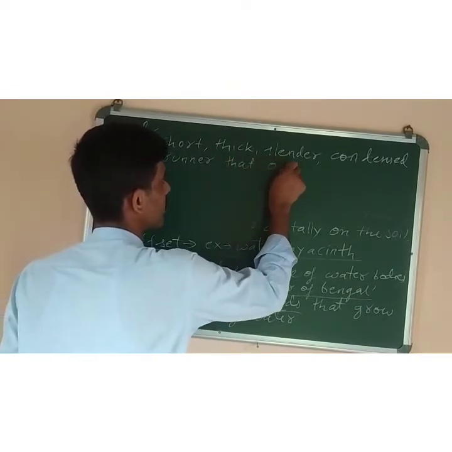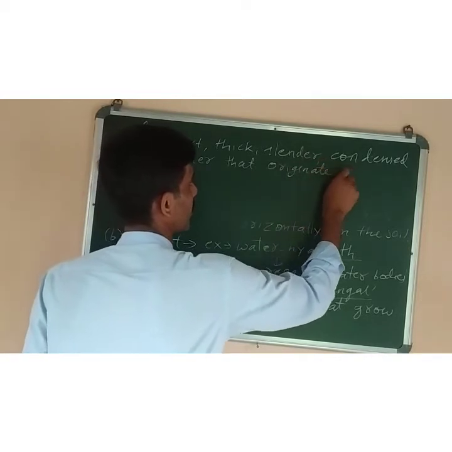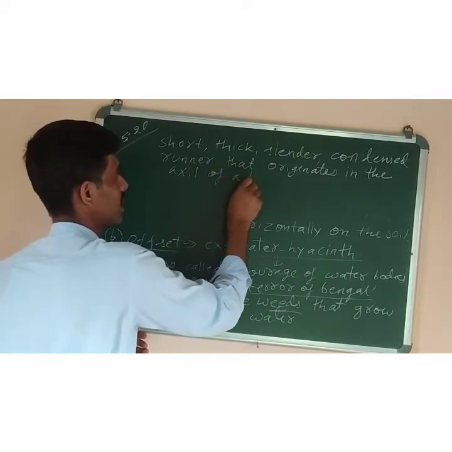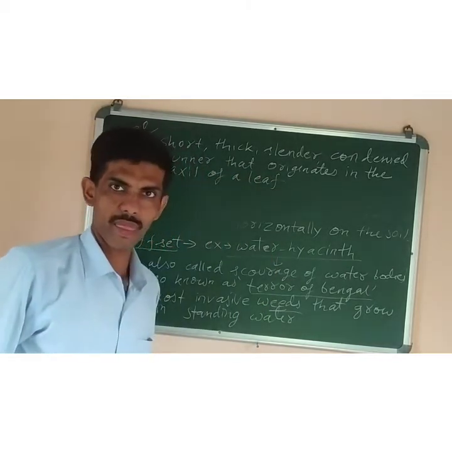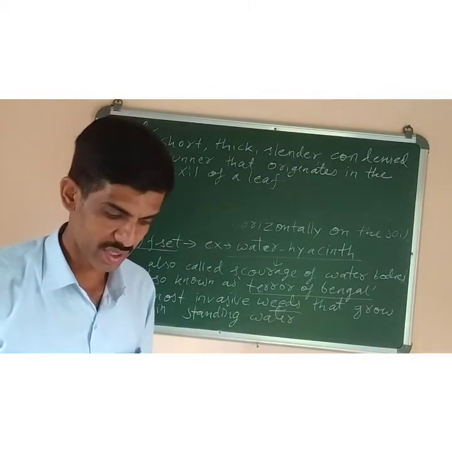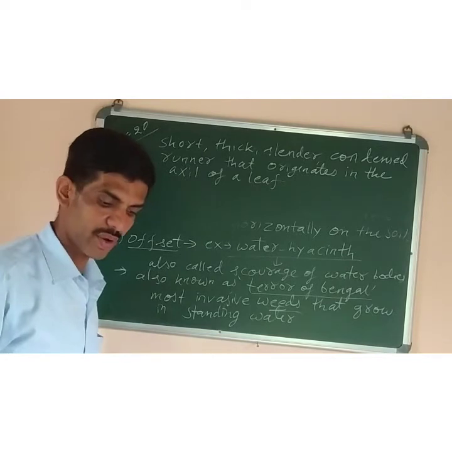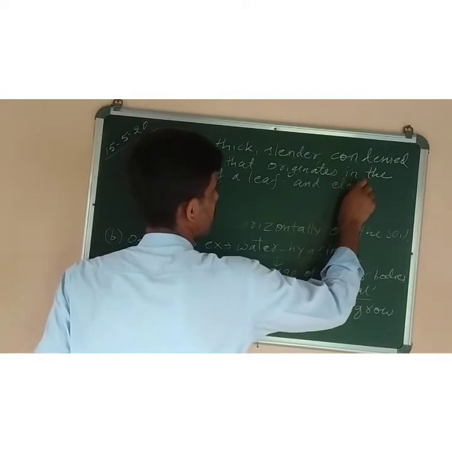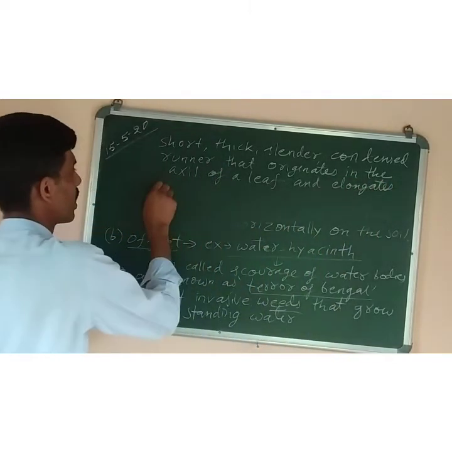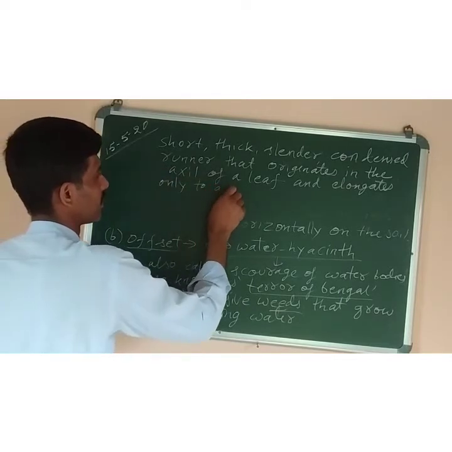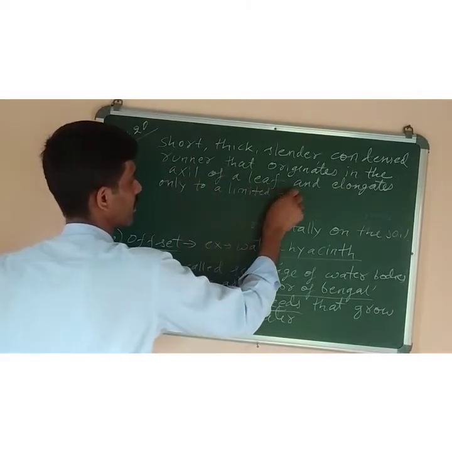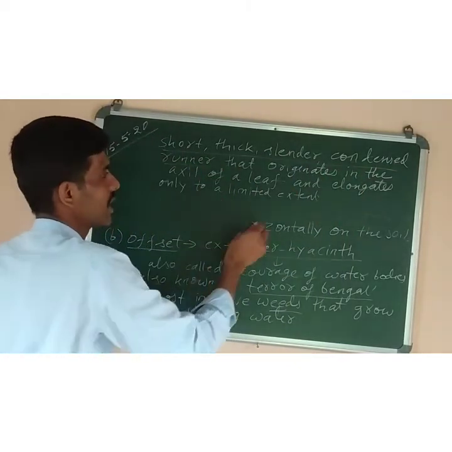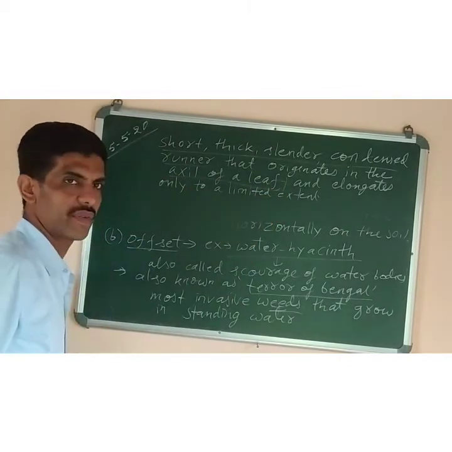That originates in the axil, the angle, that originates in the axil of a leaf, and it produces the shoot system and the root system, okay, in the axil of a leaf, and elongates only to a limited extent. It's a very big definition. So only this is short, thick and slender condensed runner that originates in the axil of a leaf. Up to axil of a leaf you can write, isn't it?